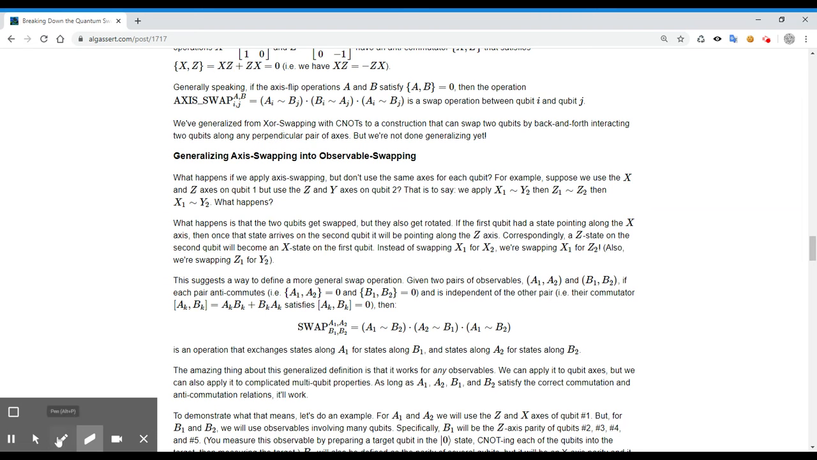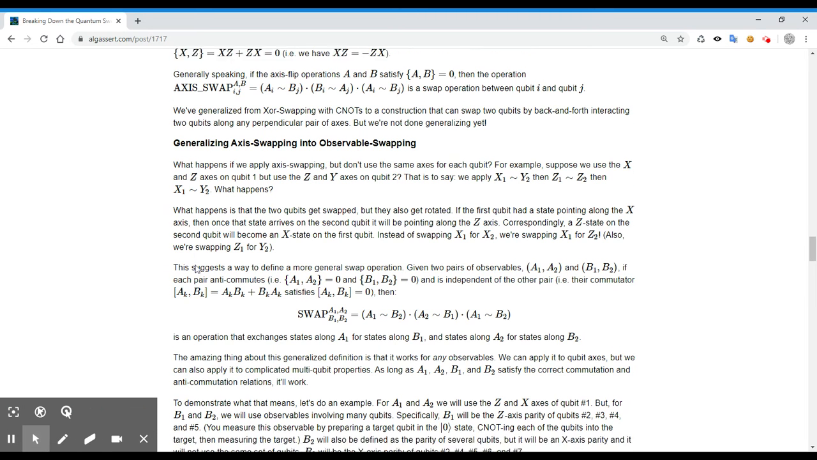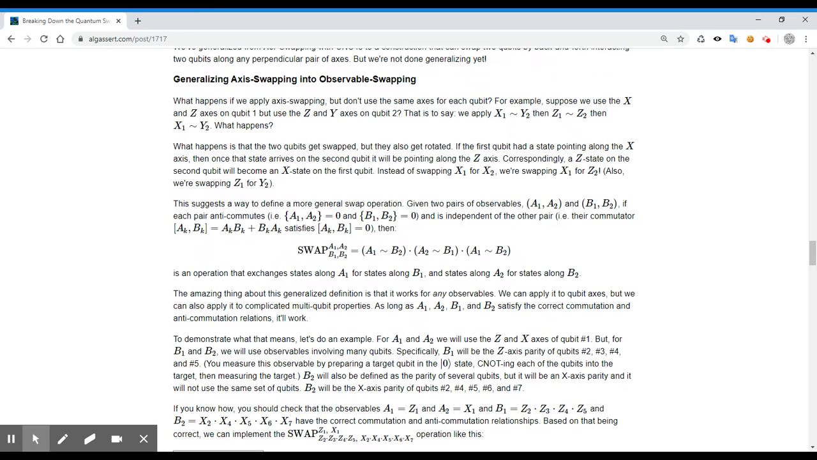So generalizing, it was a bit of a tangent, but generalizing axis swapping into observer swapping. What happens if we apply axis swapping but don't use the same axis for each qubit? For example, suppose that we use the x and the z axis on qubit 1, but use the z and the y axis on qubit 2. That is to say, we apply these and these, then these. What happens? What happens is that the two qubits get swapped, but they also get rotated.